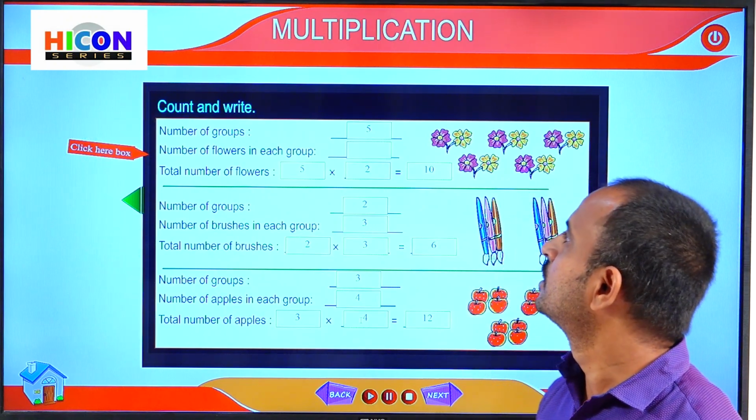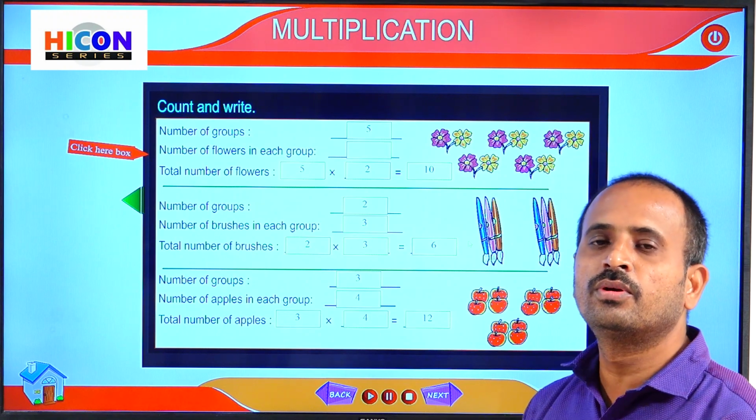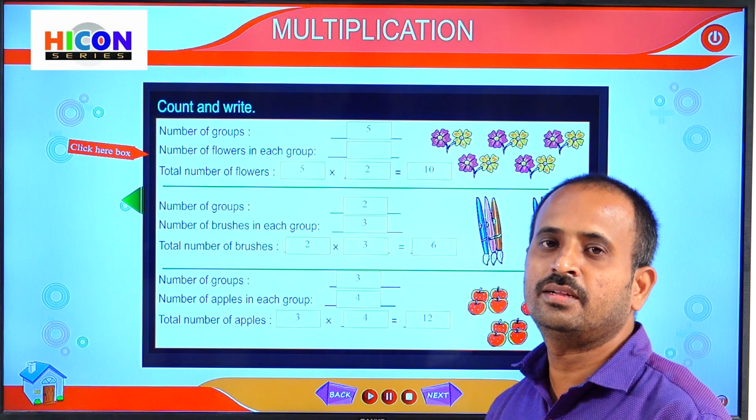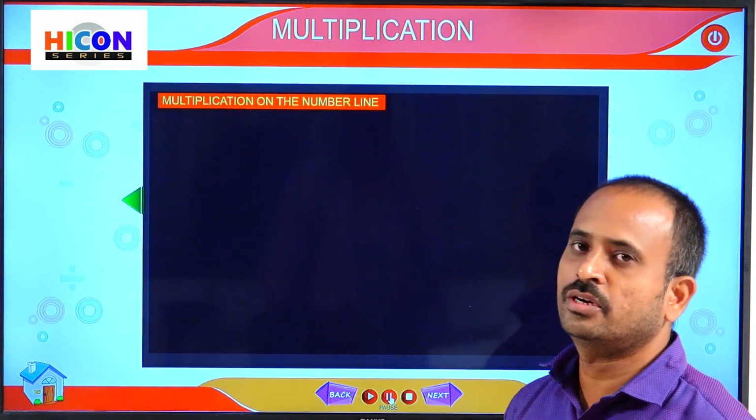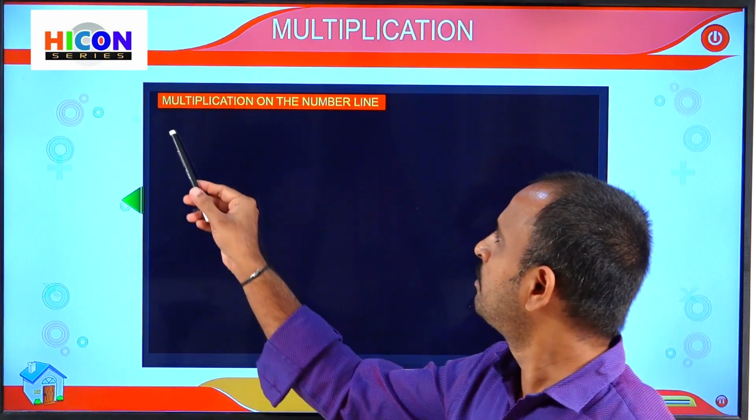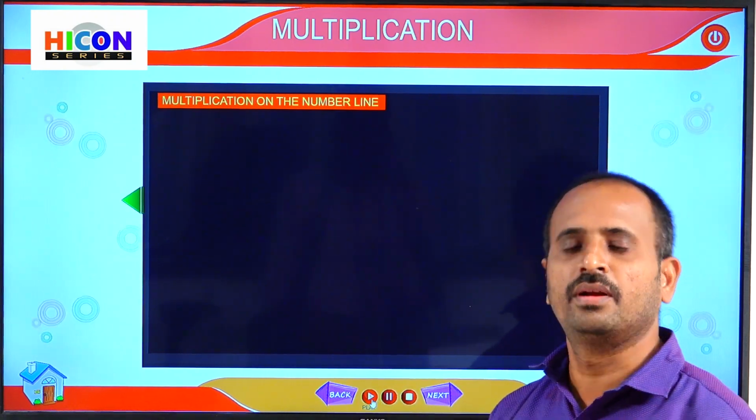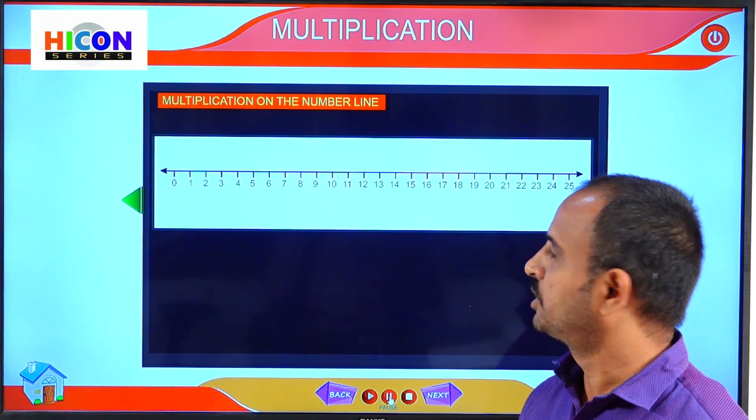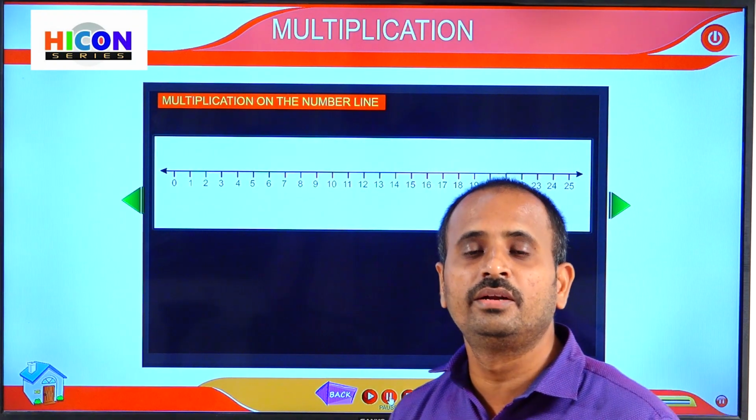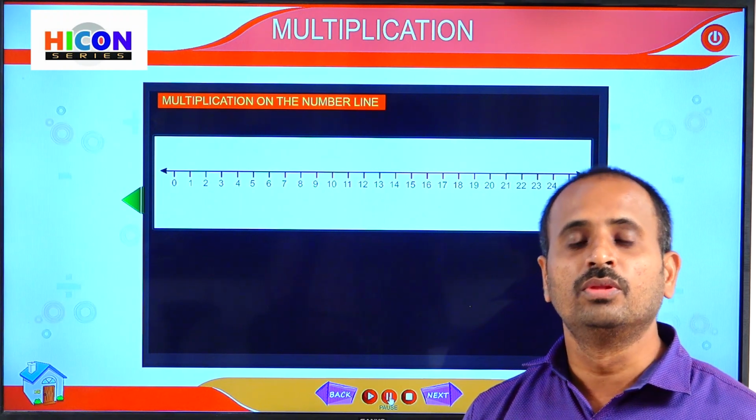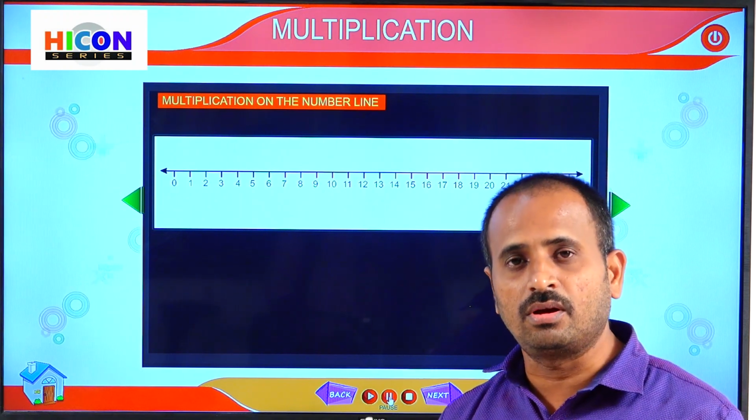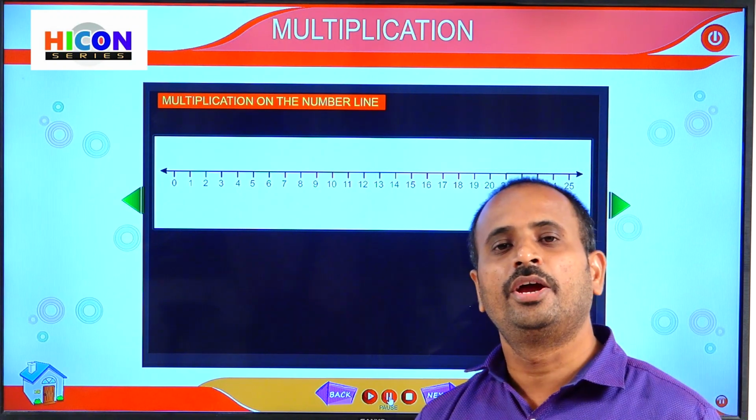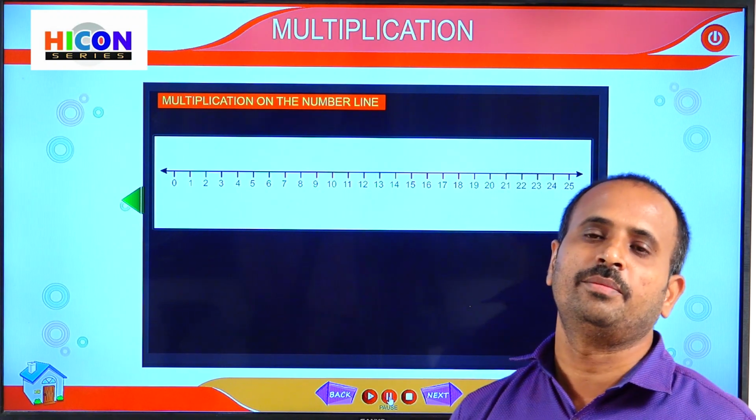So children, this is the example of how to convert addition into multiplication. So let us enter the next section in this chapter. That is multiplication on the number line. So children, already you have learnt about the number line, how to draw the number line, how to do additions on the number line, and how to do subtractions on the number line.